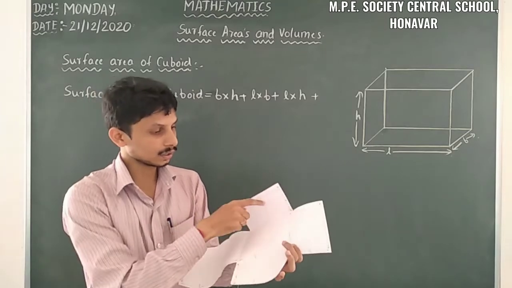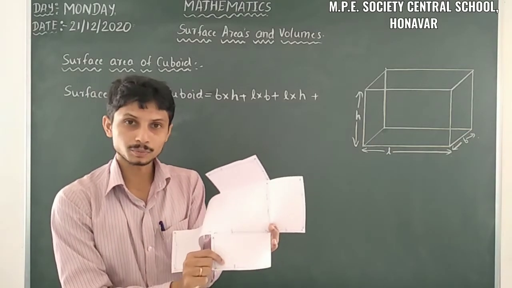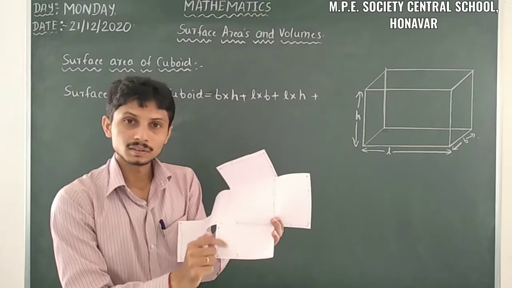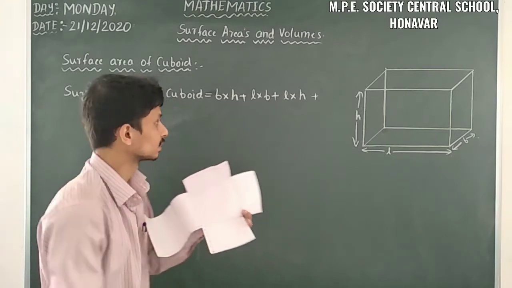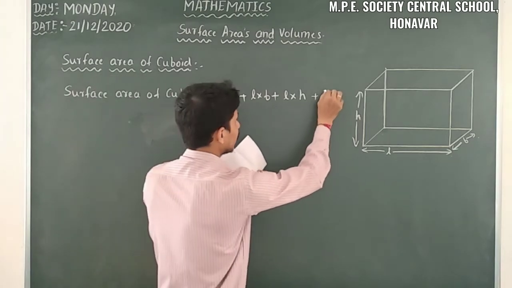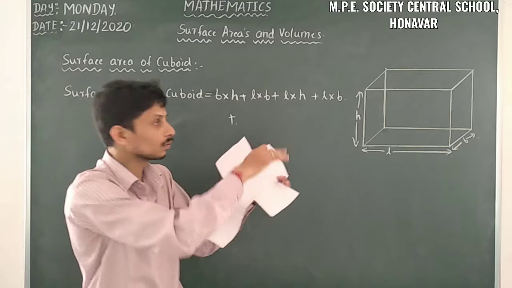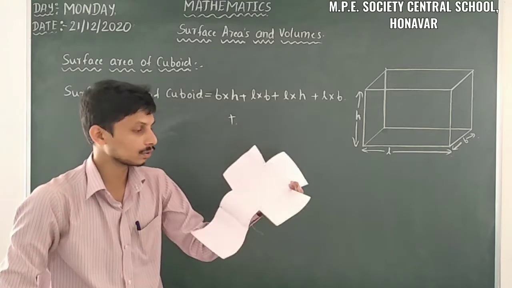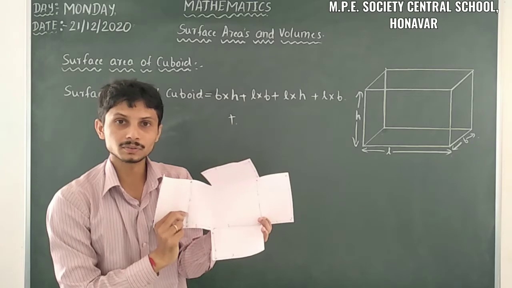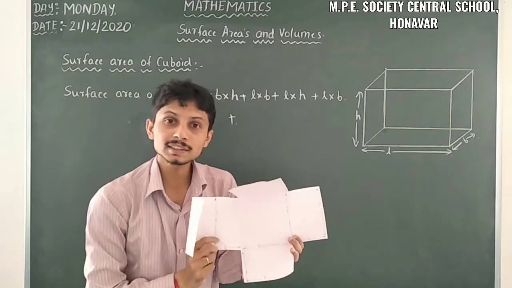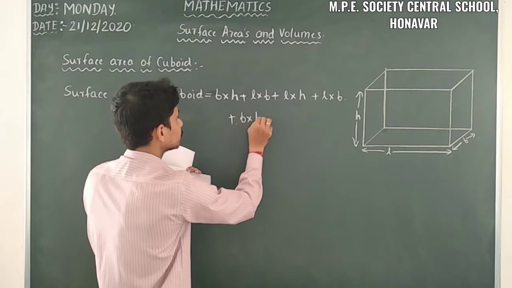Then this one, this one and this one are completed, and let us take this one. Here L is the horizontal distance and B is the vertical distance, so I can add L into B. There is no space here, so I am just writing it here, plus. Let us take this one: B is the horizontal distance and H is the vertical distance, so B into H.